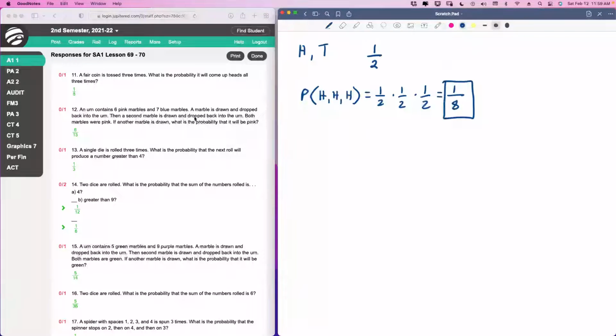All right? So that is the answer to number 11. And that's how you have to think about it. Individual events multiplied against each other are working together. Okay, and the working together part is the multiplication. All right, so let's look at the next one.